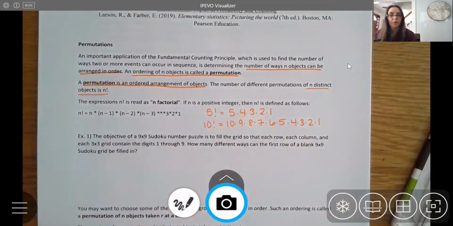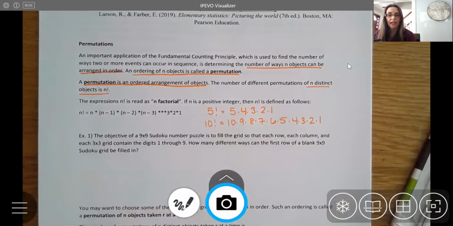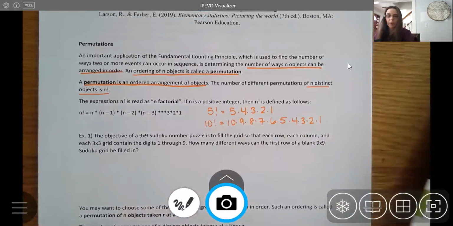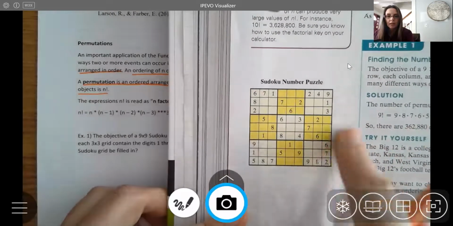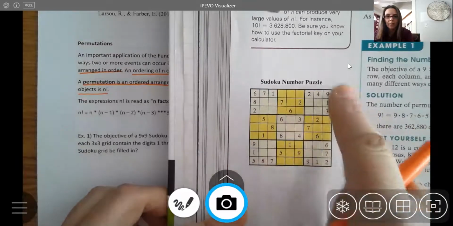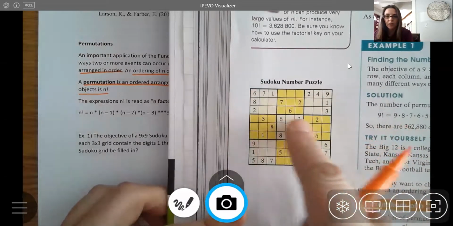So let's look at an example. The objective of a 9x9 Sudoku number puzzle is to fill a grid so that each row, each column, and each 3x3 grid contains the digits 1 through 9. So if you haven't seen Sudoku yet, you can sort of check it out. I'll just show you a quick picture from our textbook right now. So it looks like this.